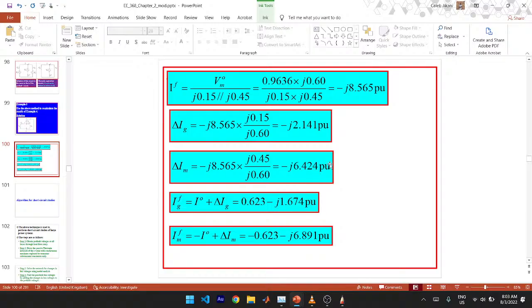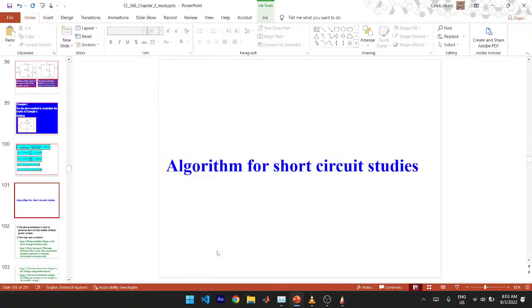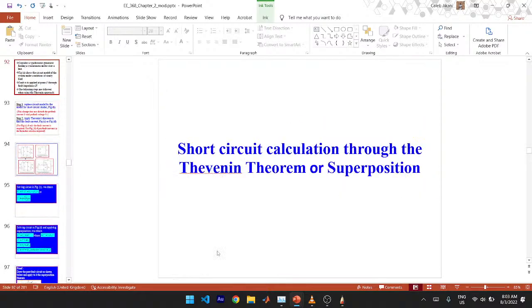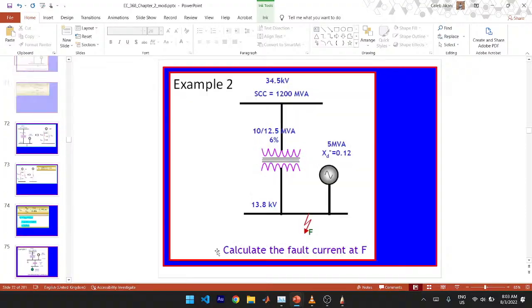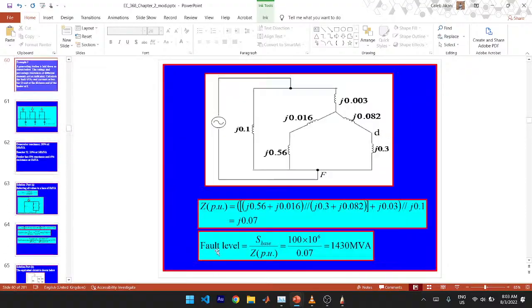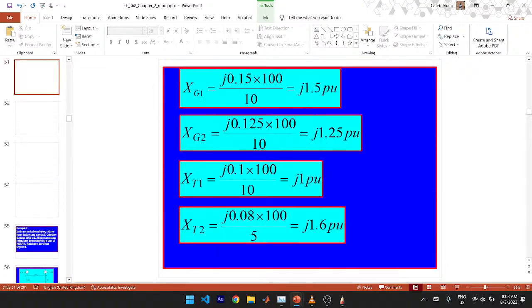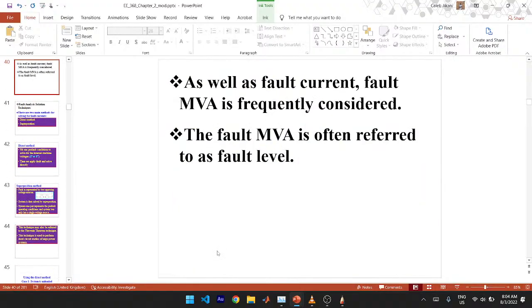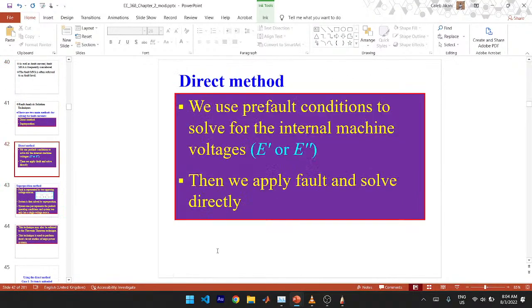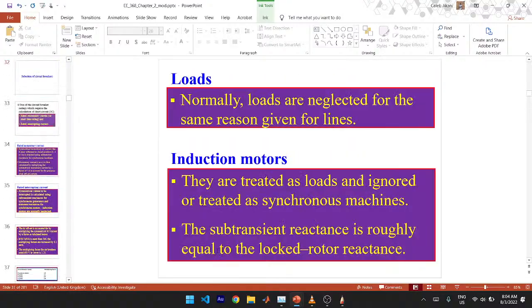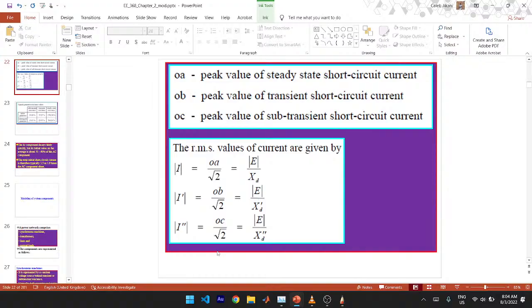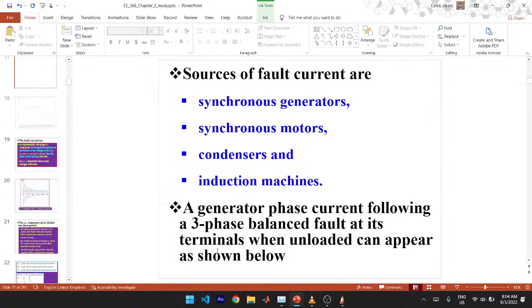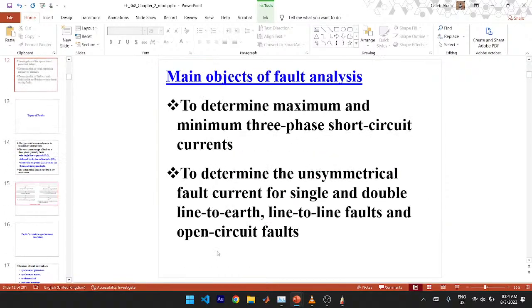So that's it for the loaded systems using the direct and the Thevenin method. We went through these questions yesterday. We saw all these questions yesterday too. So please kindly take time to read this side, read all of this side, okay?